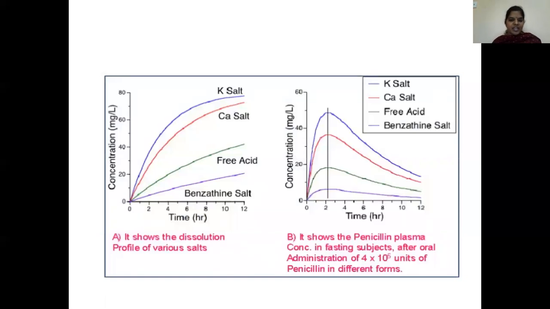Okay, so the graph shows the variation; it shows the dissolution profile versus salts. Time is on the x-axis and concentration on the y-axis, with concentration in mg per ml. It shows the penicillin plasma concentration in fasting subjects after oral administration. Among all four forms, benzathine salt has a lower absorption rate than potassium salt. And finally, apart from calcium salt, benzyl salt has less solubility. That's why I'm saying that even though they are in salt form, they are showing poor absorption.